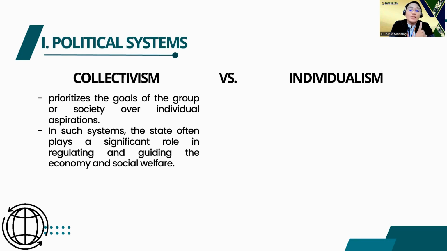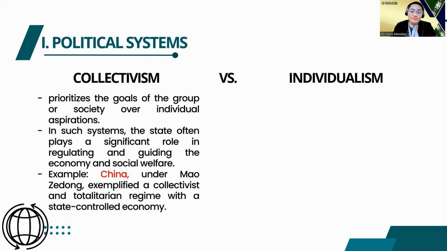The philosophy of collectivism dates back to Plato, who advocated for state ownership of resources for the common good. In the modern context, collectivist ideologies are often associated with socialist or communist doctrines, which argue for state interventions to reduce economic inequalities. Now, let me give you an example in China. China, under Mao Zedong, exemplified a collectivist and totalitarian regime with a state-controlled economy. The state's role in managing the resources and production aimed at ensuring collective welfare over individual prosperity.